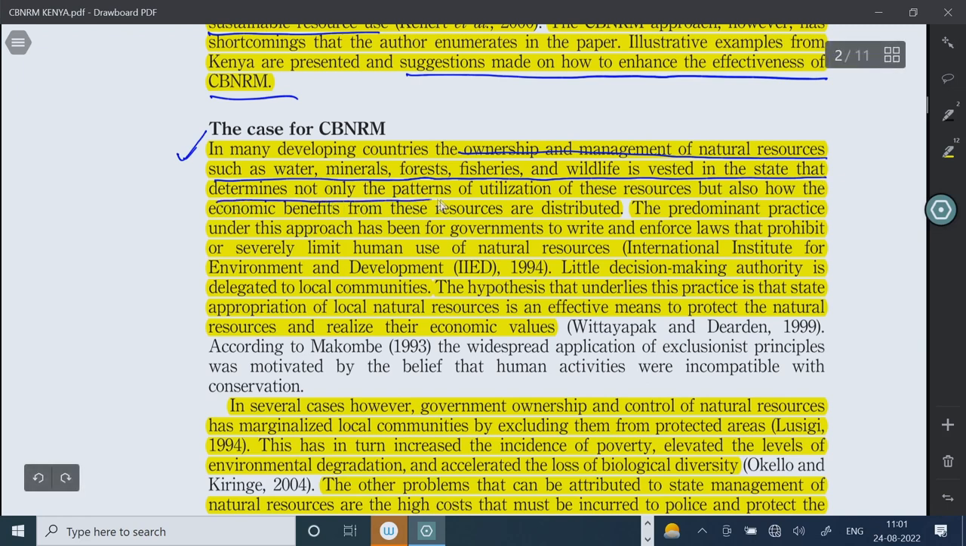They determine not only the patterns of utilization of these resources, how they will be utilized, but also how the economic benefits from these resources are distributed. And there is the problem. Please try to understand. For hundreds of years, communities have been staying in that area. They learn to survive along with forests, jungles, animals, birds, an optimum example of coexistence. And they learn to survive in that way.